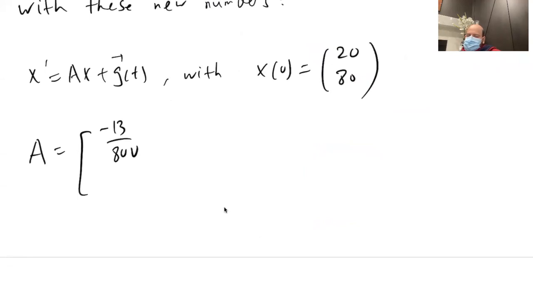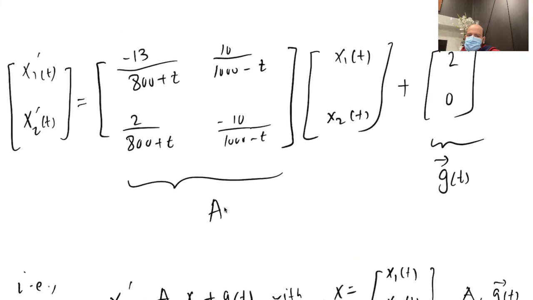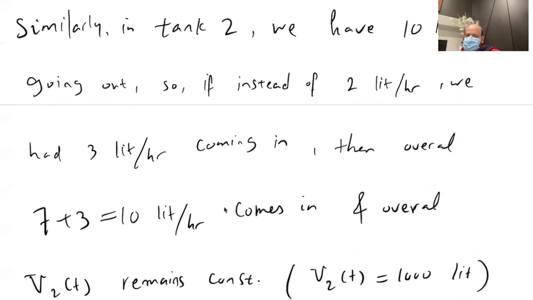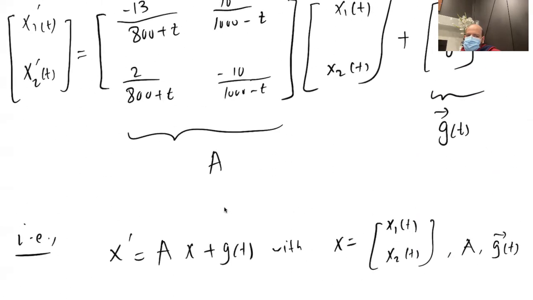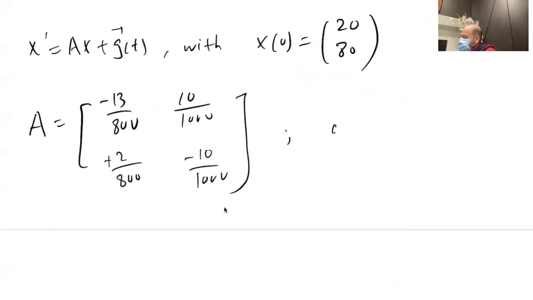And the other one was 10 over 1000. Minus 2 over 800. I think it was 2 over 800 and minus 10 over 1000. 2 over 800 minus 10 over 1000. And g of t is still the same as before, 2 and 0.